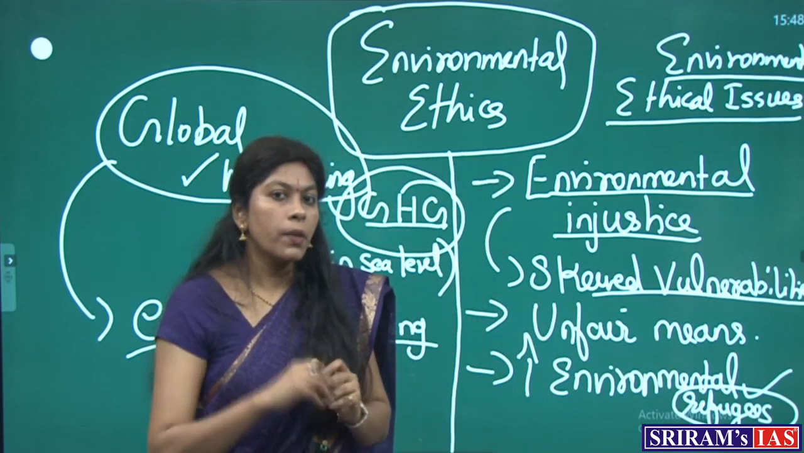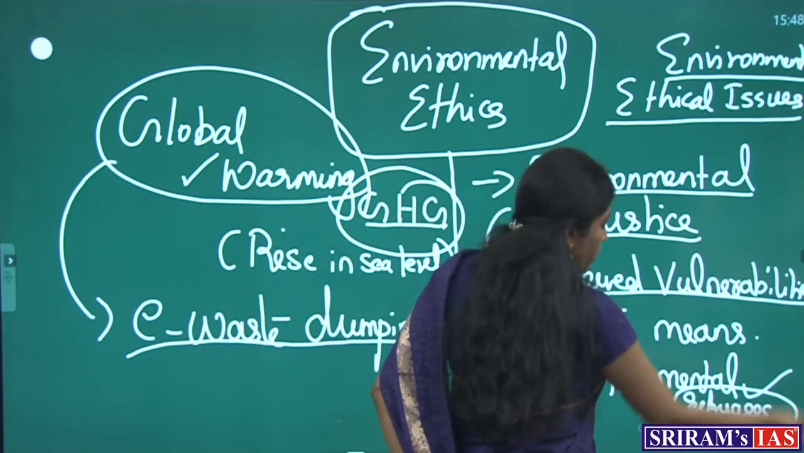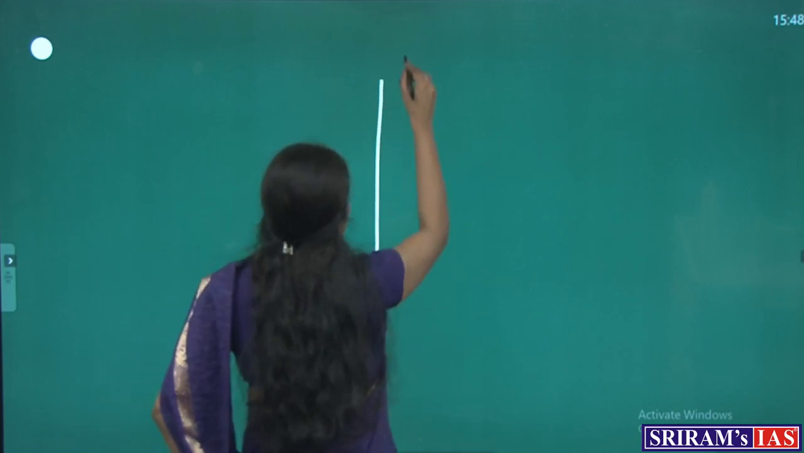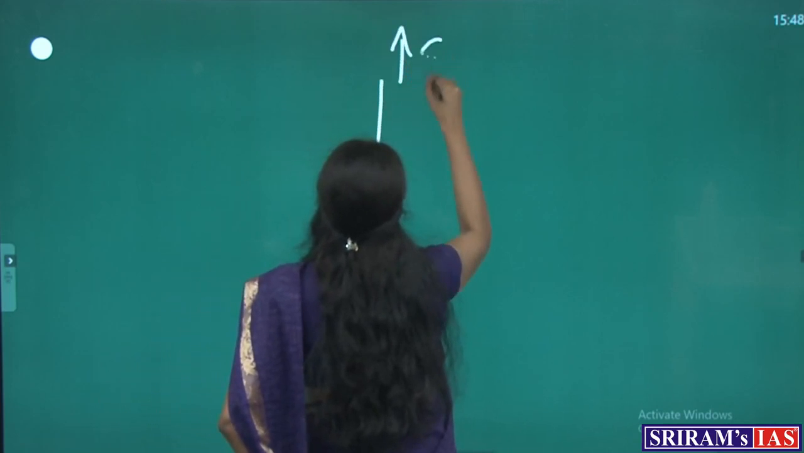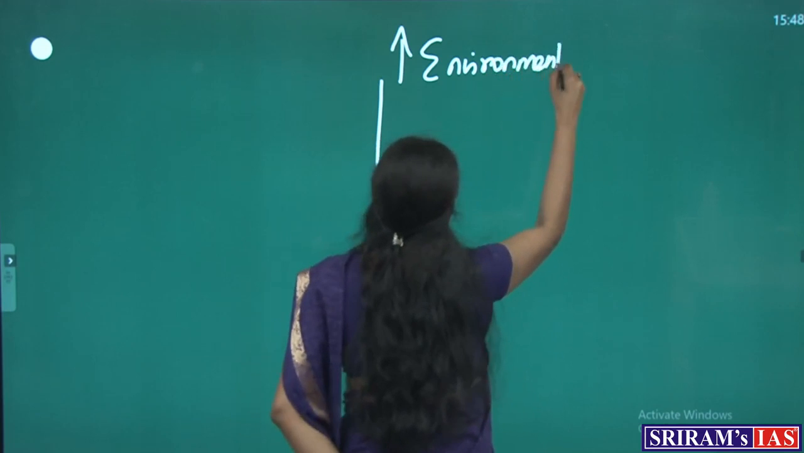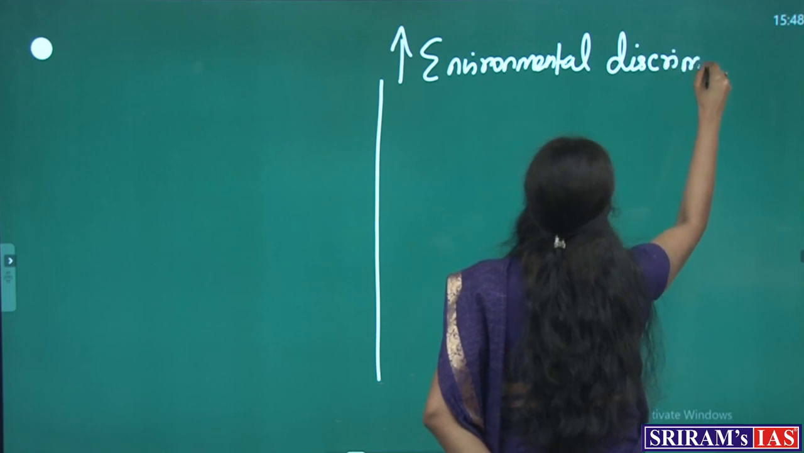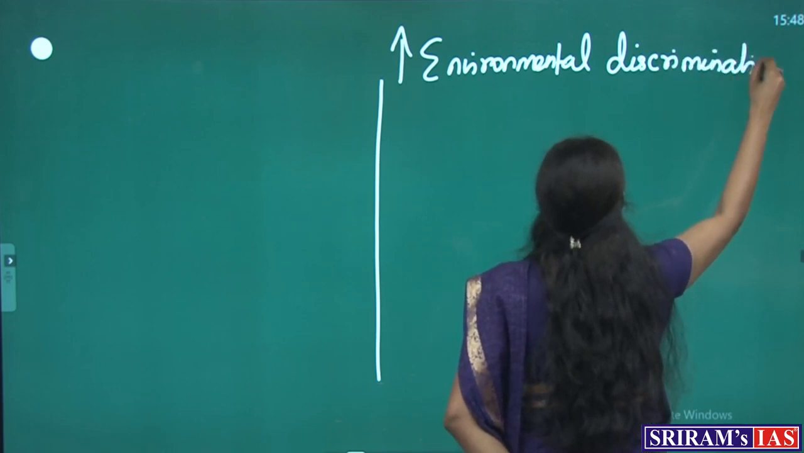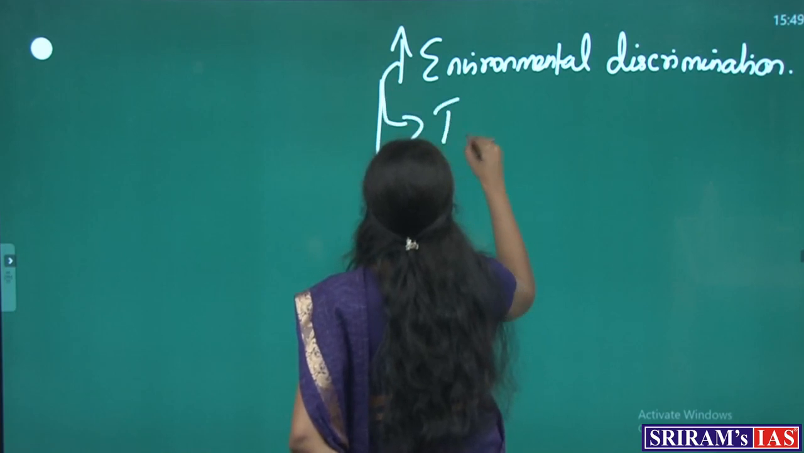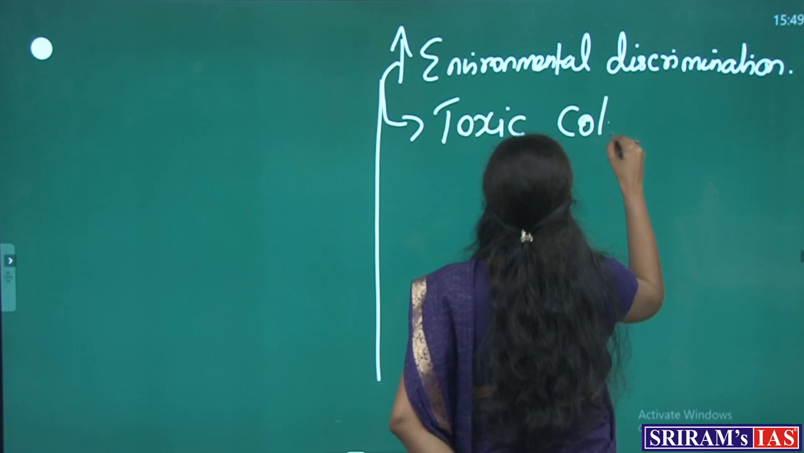So, what happened? We are trying to bring environmental, see there is no space, I am moving to the next page, but in the same way you have to consider. So, this is increasing or bringing in environmental discrimination, leading to toxic, even we call this as toxic colonialism.